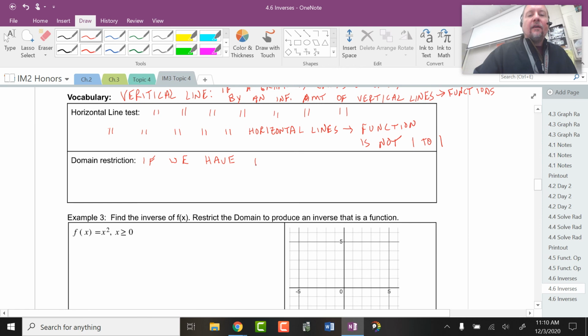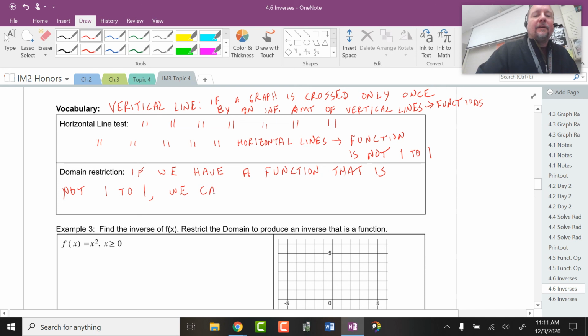If we have a function that is not 1-to-1, we can restrict the domain so it is 1-to-1.